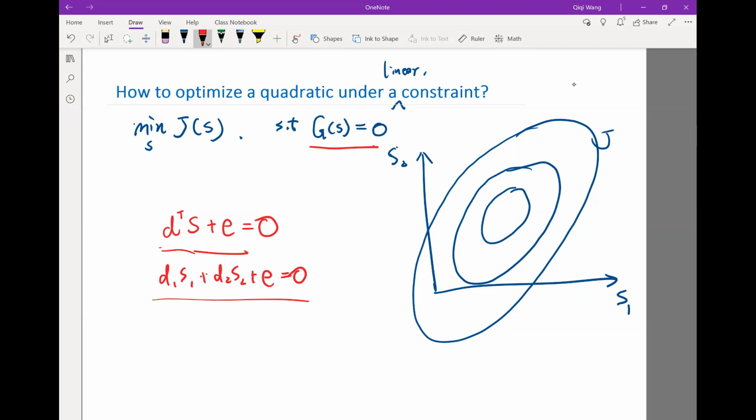How do you visualize that in the plane of S1 and S2? Well, if you have a linear combination of S1 and S2 equal to a set value, that means I have actually constrained S1 and S2 to the line, like that. So that's going to be where G is equal to 0.